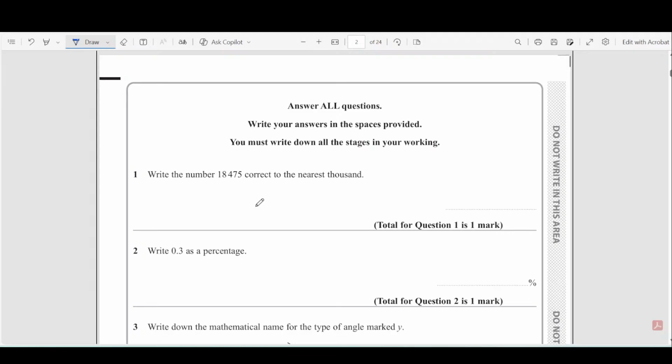So let's start with question 1, and if you have any question you can ask in chat and I will be answering right there. So we have the first question, which is: write the number 18,475 correct to the nearest thousand.